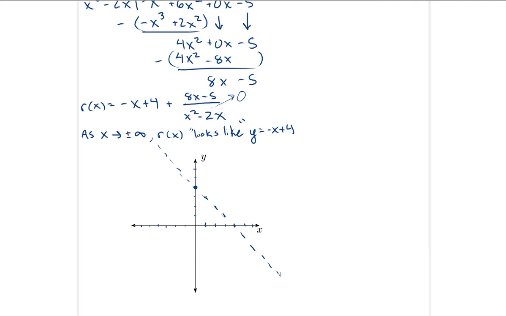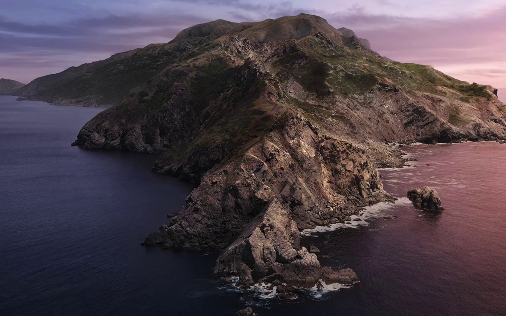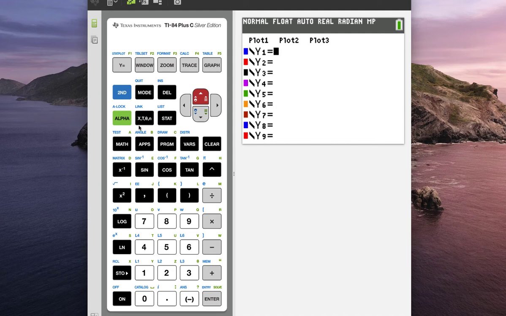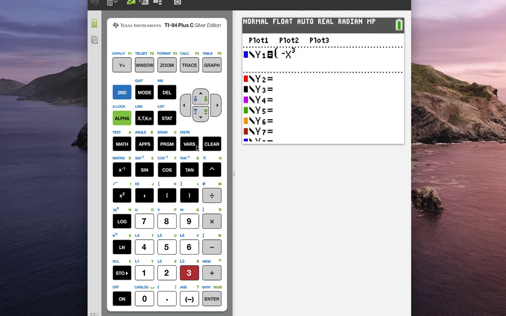Now, before we graph anything else, okay, let's go ahead and put this in our calculator, so we can make some sense out of what it means to have a slant asymptote. So pulling up my calculator here, we'll go ahead and type in, we've got negative x cubed minus 6x squared minus 5 on top, and we're dividing that by x squared minus 2x.